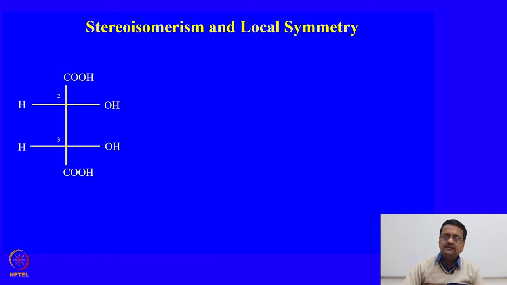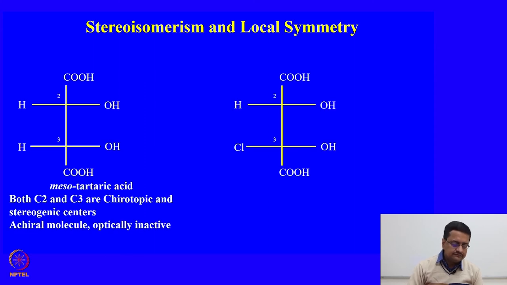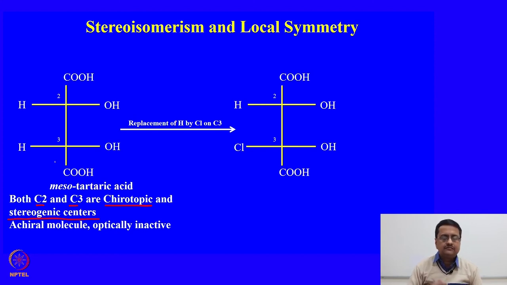Now, let us try to see another example, meso tartaric acid. In this case, we have two carbon centers, C2 and C3. Both C2 and C3 are chirotopic and stereogenic centers, because in both cases you have different substituents present at these carbons C2 and C3.